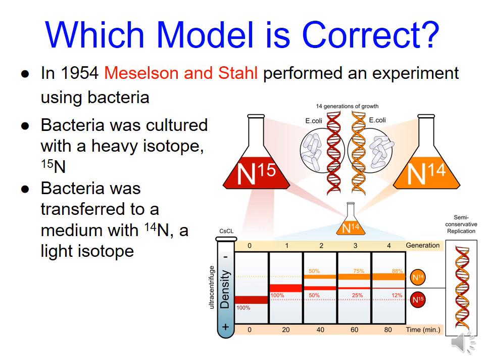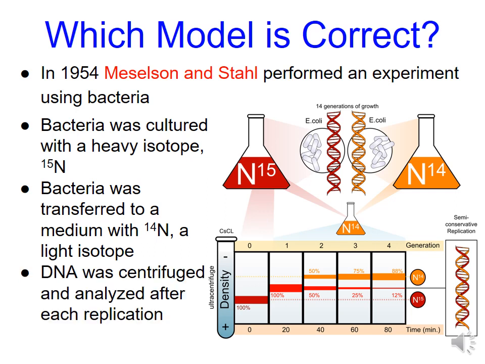So we transferred them into the medium that has nitrogen-14. Then the DNA was centrifuged and analyzed after each replication. When they started at 0, we had only nitrogen-15. As we progress, you'll notice that we keep getting less and less, but we always have nitrogen-15 and we have nitrogen-14. Every time we're replicating, we're pulling in that nitrogen-14 that wasn't there originally.